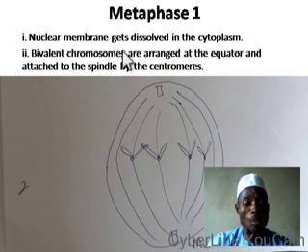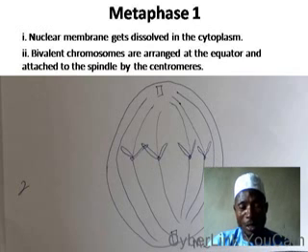Then bivalent chromosomes are arranged at the equator. Look at the bivalent chromosomes. They are arranged at the equator and attached to the spindle by the centromere. This is a centromere. This is another centromere.